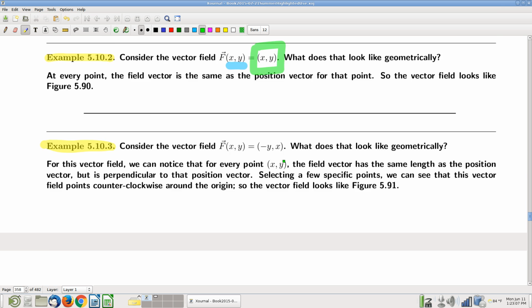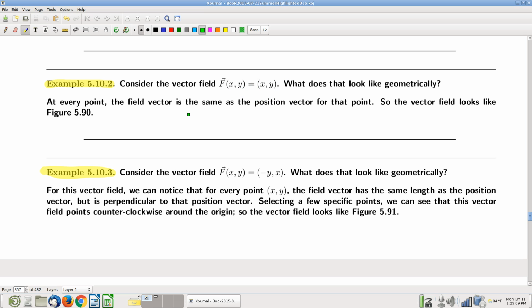Let's see. I skipped. Here we go. So going to this example now. What does this vector field look like given a point x comma y? The associated vector is negative y comma x.